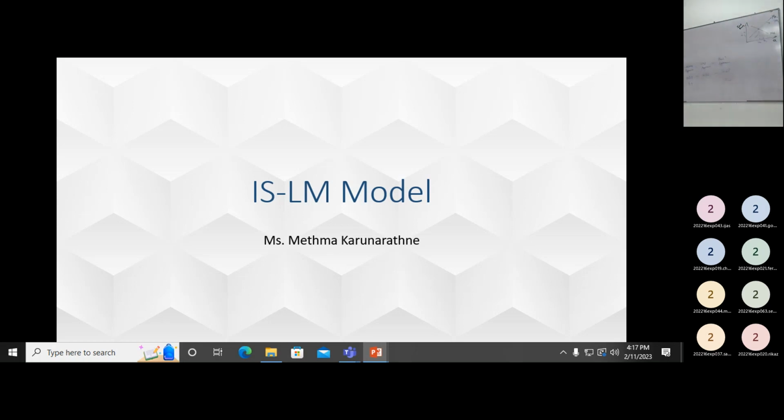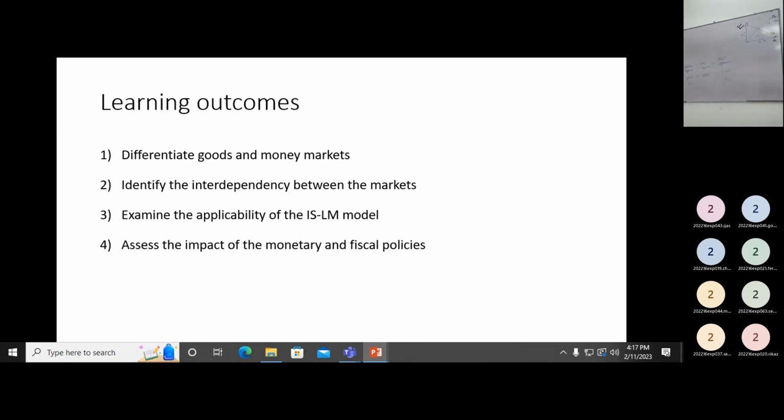Okay, so this is the final lesson, which is on the IS-LM model. Let's quickly look at the learning outcomes. Can you read it silently? What are the learning outcomes of this lesson?